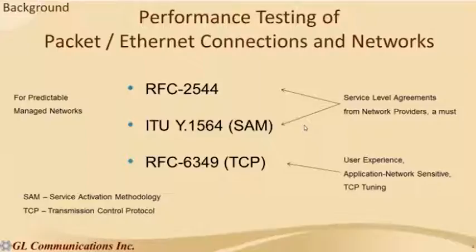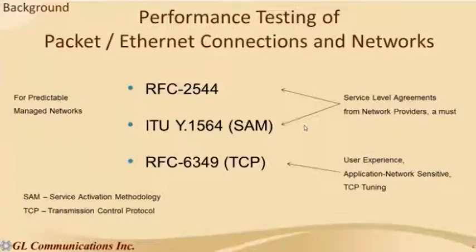So to get started, what are some of the packet Ethernet performance testing methods that are most commonly used in the industry? That's a question that everybody may have. Some you may be familiar with. Traditionally, RFC-2544 and ITU Y.1564 have been used. These are generally service level agreement tests when the network is turned up or the service is provided. And these are generally used by ISPs to validate or evaluate the service level agreement.